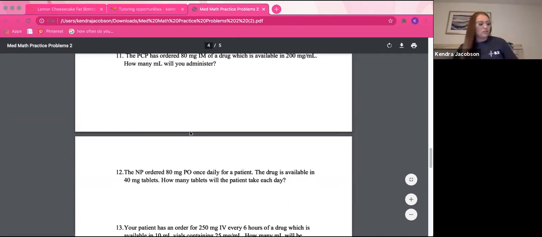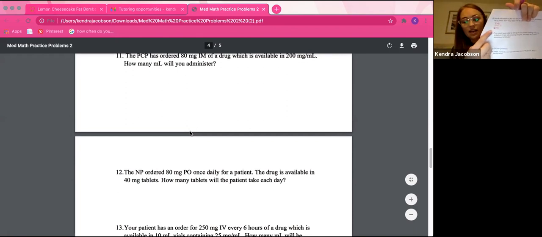Okay, let me see. So this next one that we have, the nurse practitioner has ordered 80 milligrams by mouth once daily for a patient. The drug available is 40 milligram tablets. So this is the part I like to write. How many tablets would they take each day? I'm going to remind myself that it's tabs per day, and I put my little equal sign just to remind myself exactly what I need to end up with.